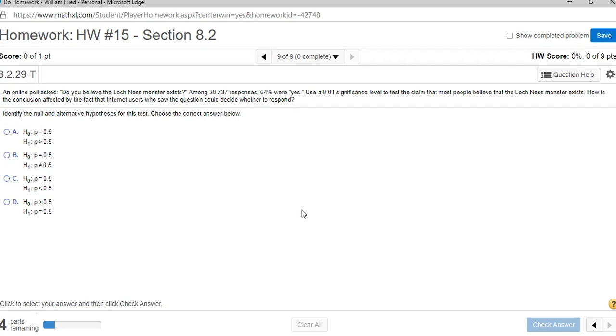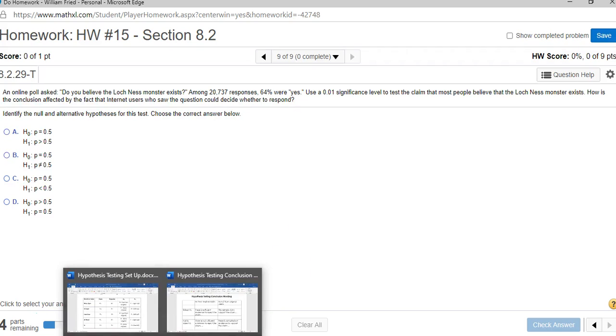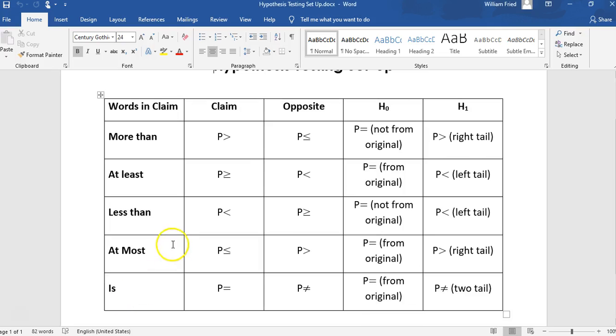Now, to set this thing up, I'm going to go to my hypothesis testing setup chart, and the claim is that P is more than 0.5, more than half, more than 50%, most people. So I'm looking at this more than. The claim here is that P is greater than 0.5. The opposite is P is less than or equal to 0.5. And so the null hypothesis is P is equal to 0.5. The alternate hypothesis is P is greater than 0.5. That's what the homework question is going to want to know, the null and alternate hypothesis. So it's this, P equals 0.5 is the null, P greater than 0.5 is the alternate.